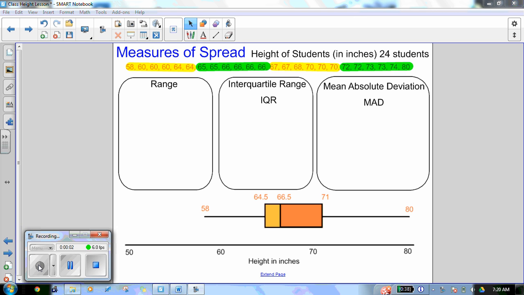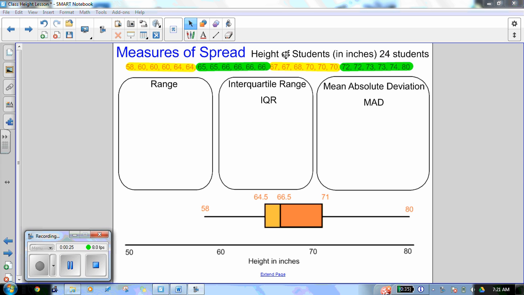Okay, in this video, we're looking at the same set of data on heights of students in a class of 24 students. And this video is going to be focusing on measures of spread. We kind of see it up here in the upper left hand corner. And what spread is, it shows the range of heights in the class.